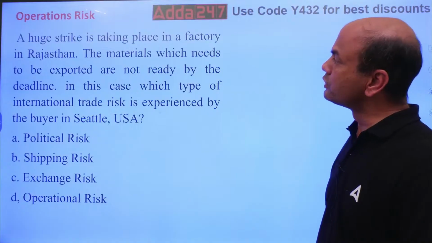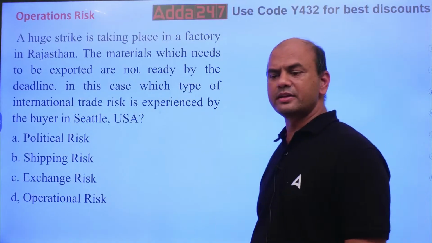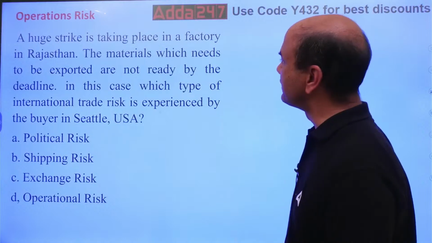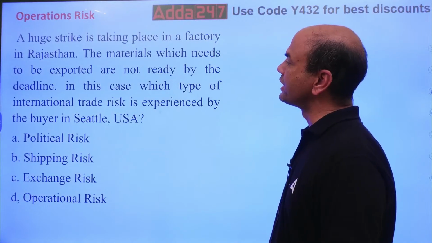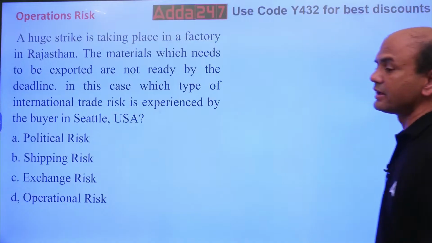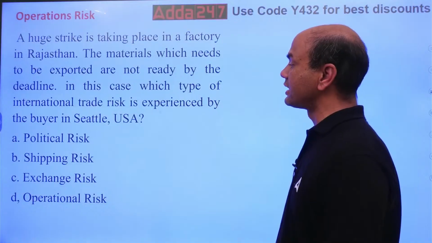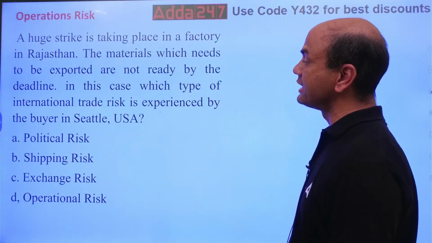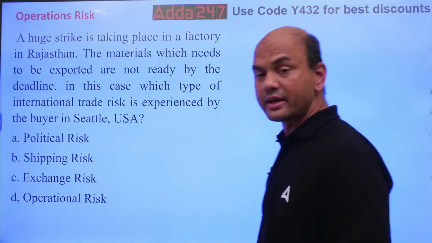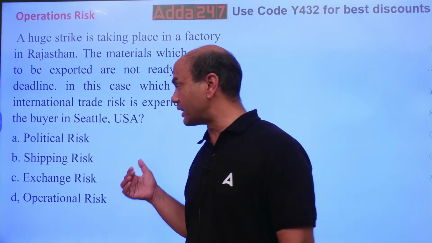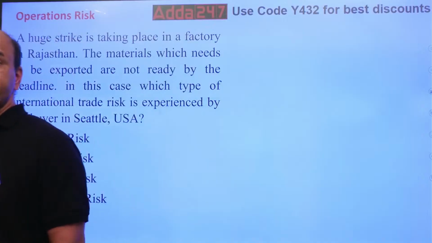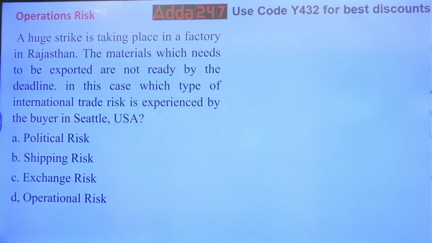Next, a huge strike. Now read this. A huge strike is taking place in a factory in Rajasthan. The materials which need to be exported are not ready by the deadline. In this case, which type of international trade risk is experienced by the buyer in Seattle, USA? So the buyer is in USA, goods are exported from our country, Rajasthan. Now, which type of risk is experienced by this buyer? Is it political, shipping, exchange, or operational risk?